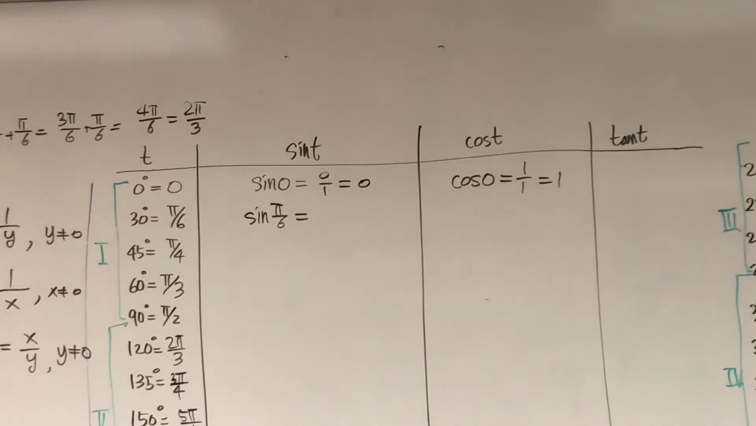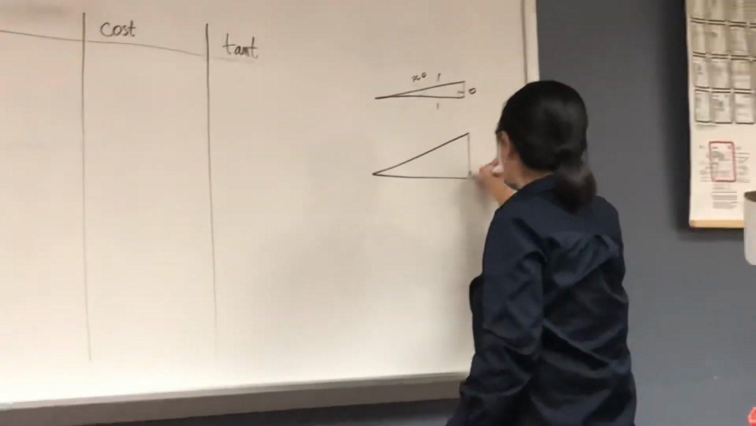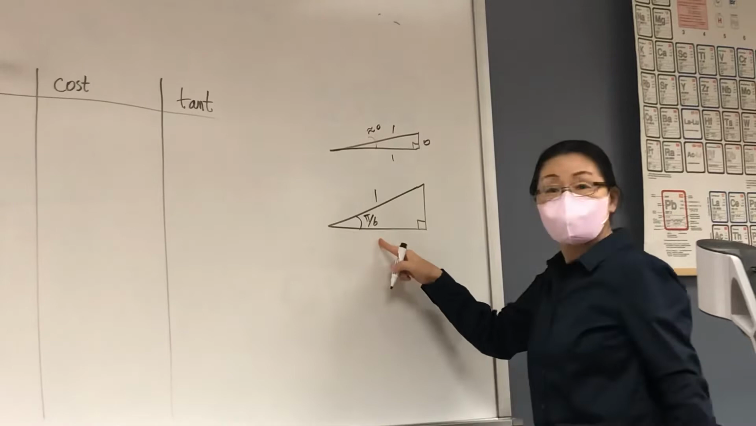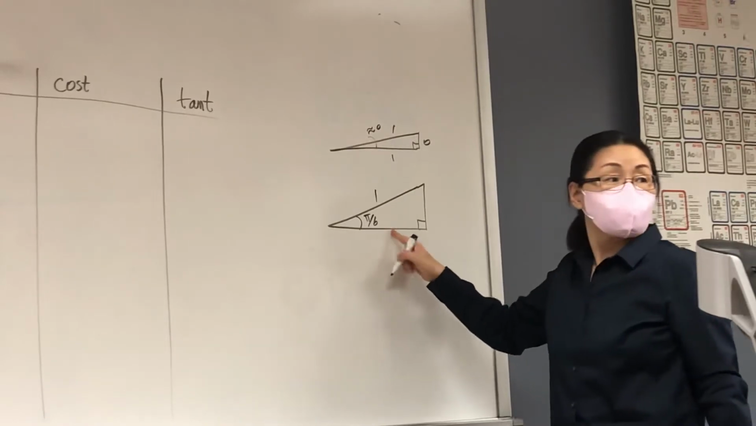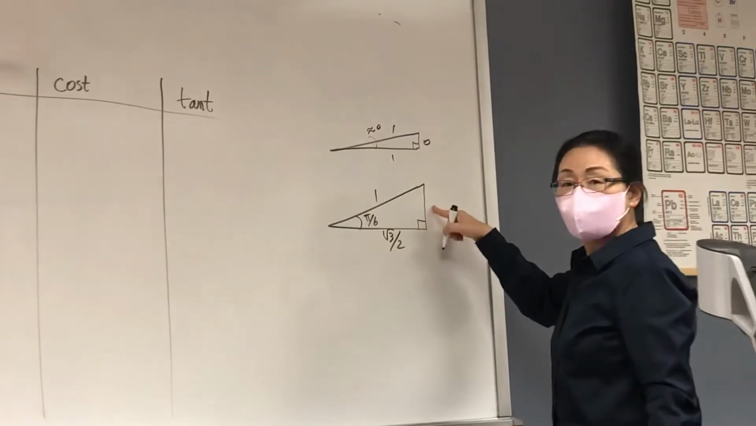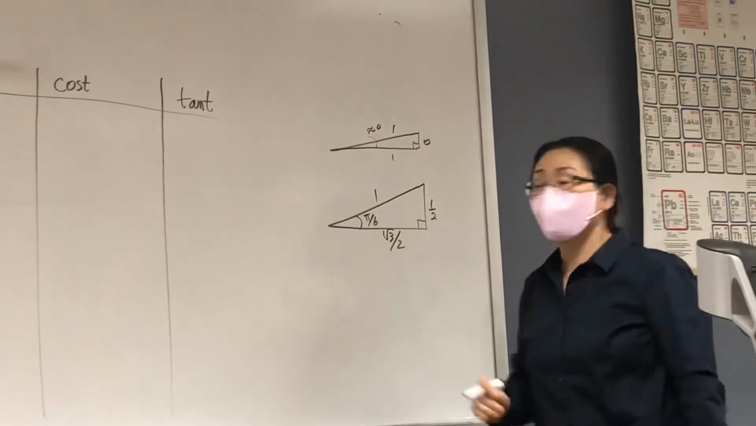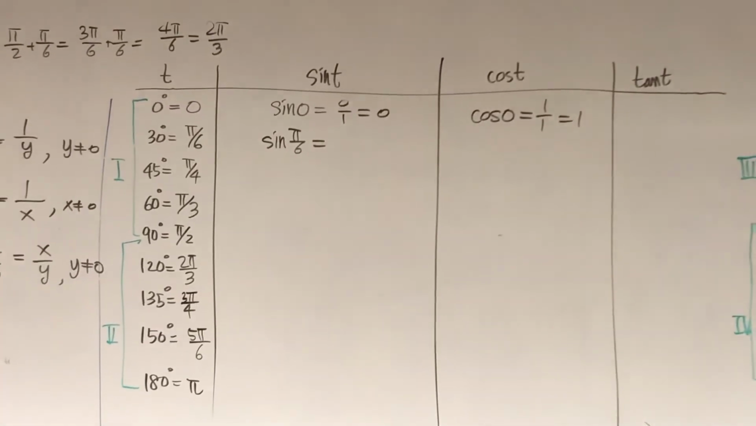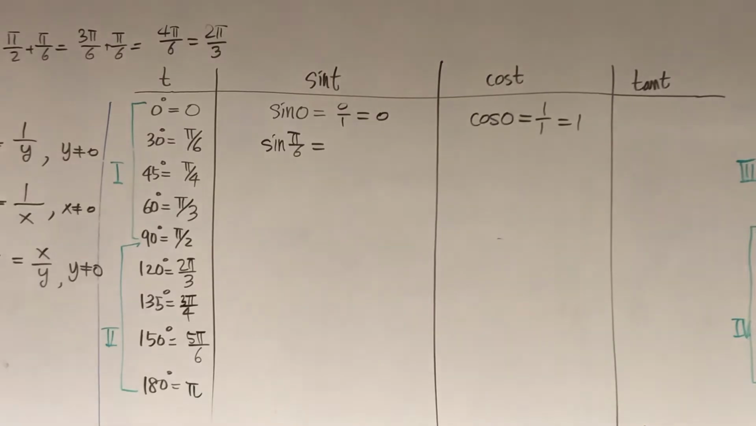For pi over 6, what is this? Square root of 3 over 2. What about here? 1/2. So, what is sine pi over 6? 1/2 over square root of 3? What are you? Square root of 3.